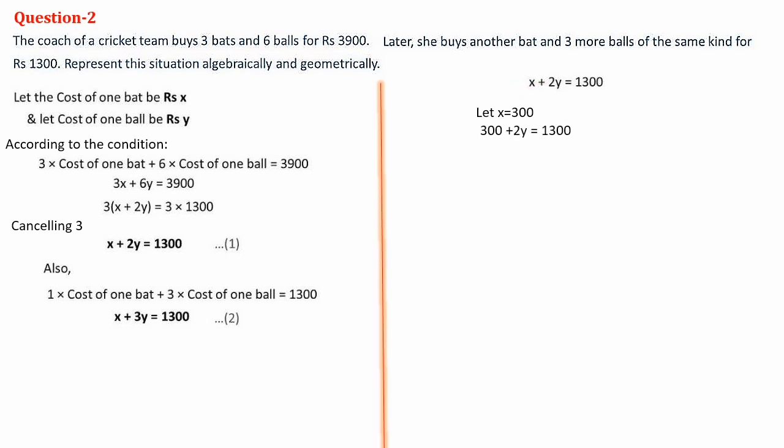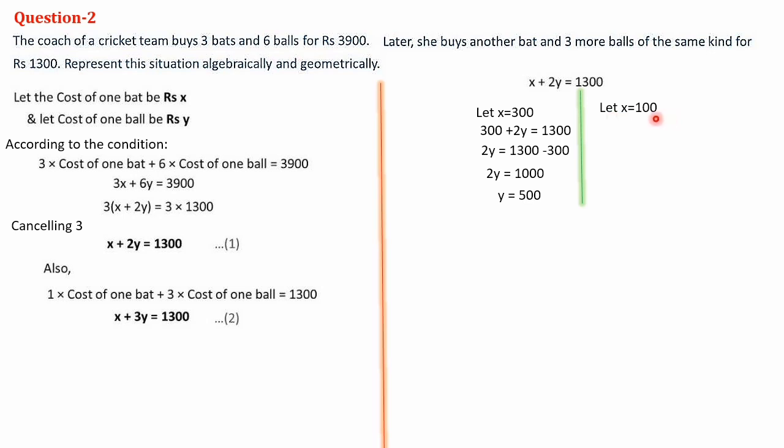When we take x is equal to 300, we'll substitute it. 300 plus 2 into y is equal to 1,300. So from here we can calculate the y value. 2y is equal to, this 300 will go to the right side. It becomes 1,300 minus 300. Then 2y is equal to 1,300 minus 300 is 1,000. So y is equal to 500, because we can divide 1,000 by 2 for getting the y value. Y is equal to 500 will be coming.